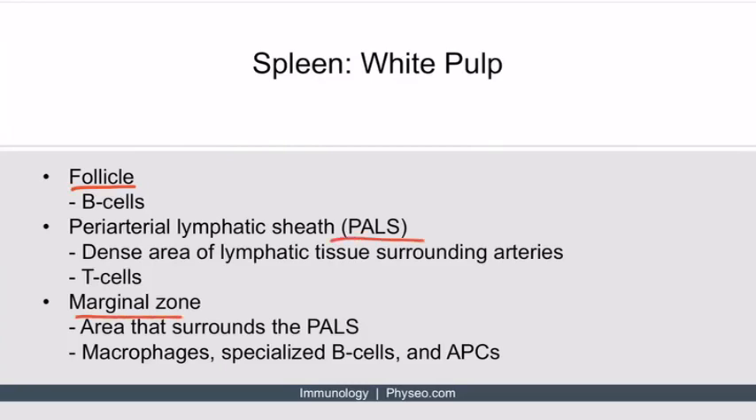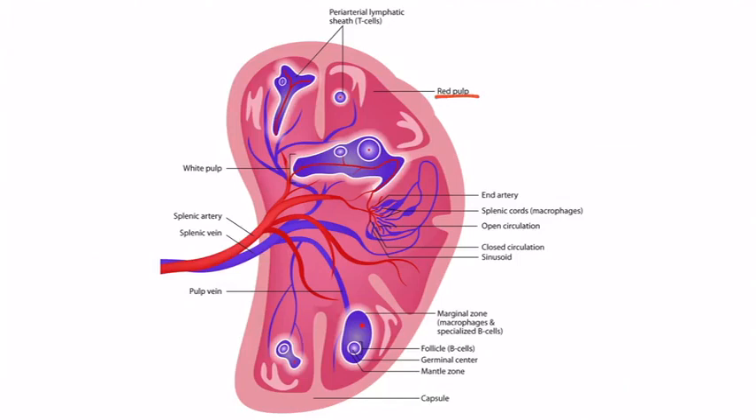The follicle is rich in B cells. The PALS is a dense area of lymphatic tissue surrounding the arteries and is rich in T cells. And the marginal zone is an area that surrounds the PALS and is rich in macrophages, specialized B cells, and antigen-presenting cells, or APCs. Okay, that's the white pulp. Now let's discuss the red pulp.